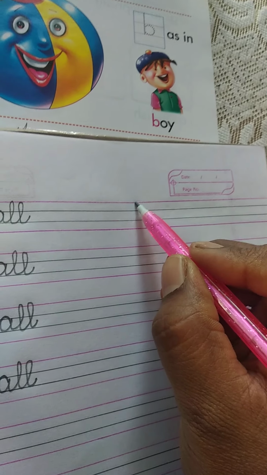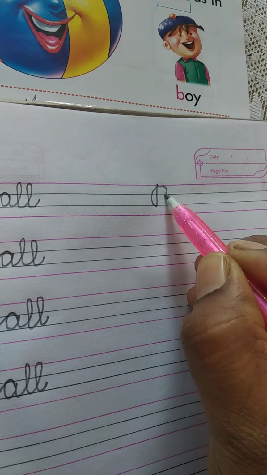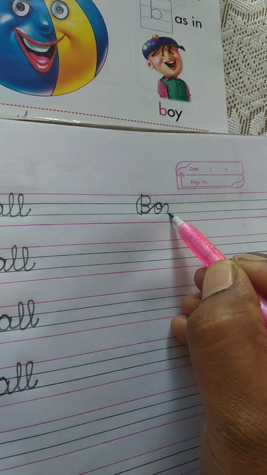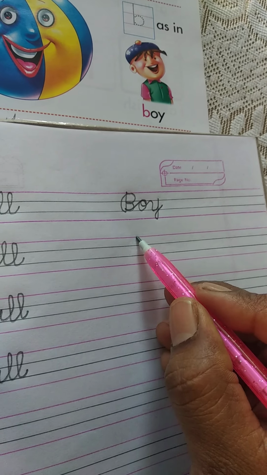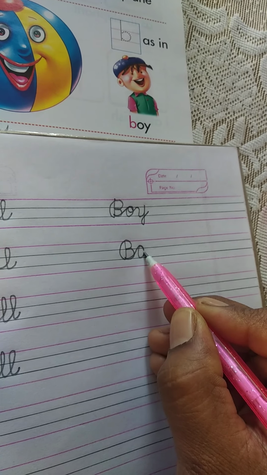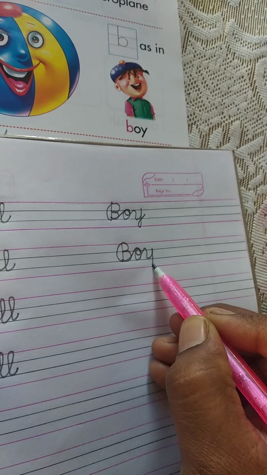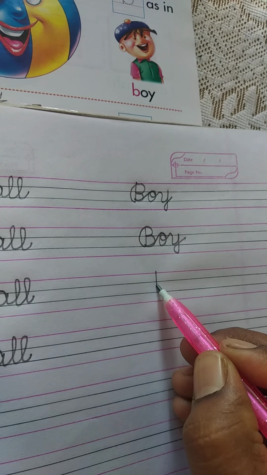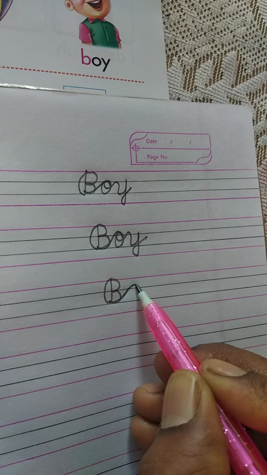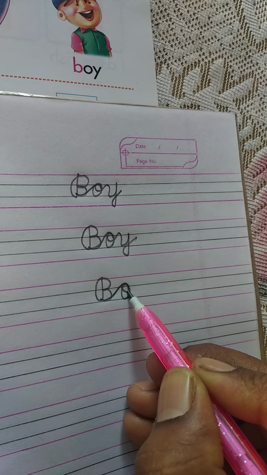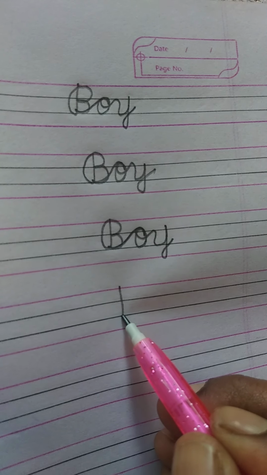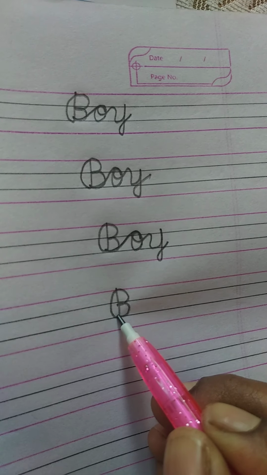Then boy. B, O, Y, boy. B, O, Y, boy. B, O, Y, boy. See carefully and write.